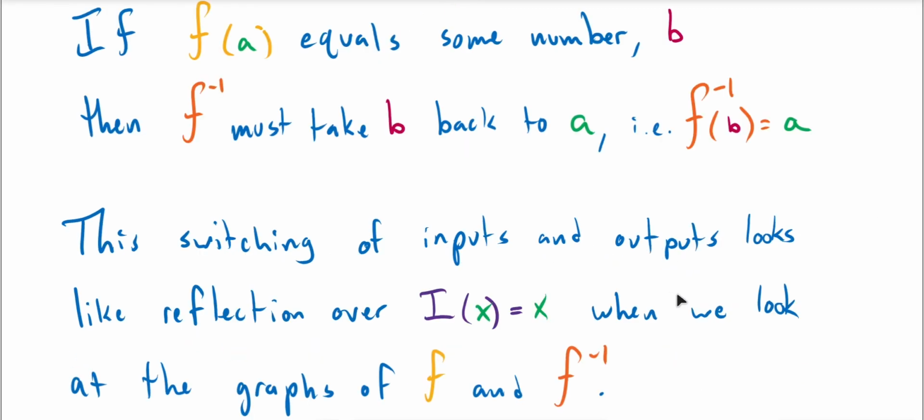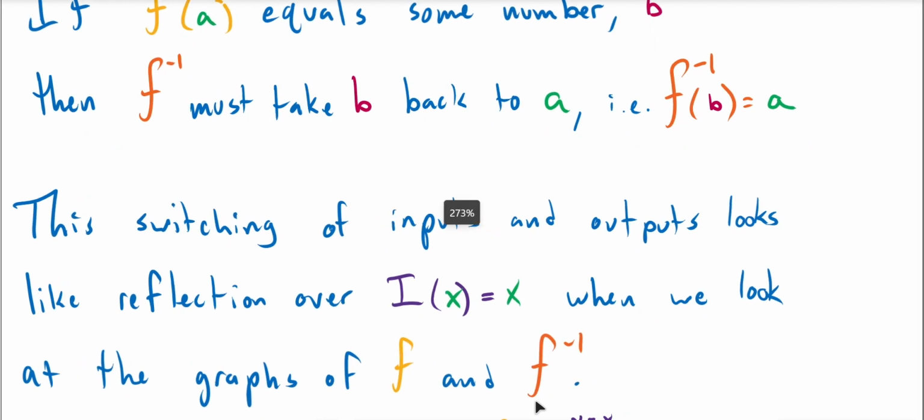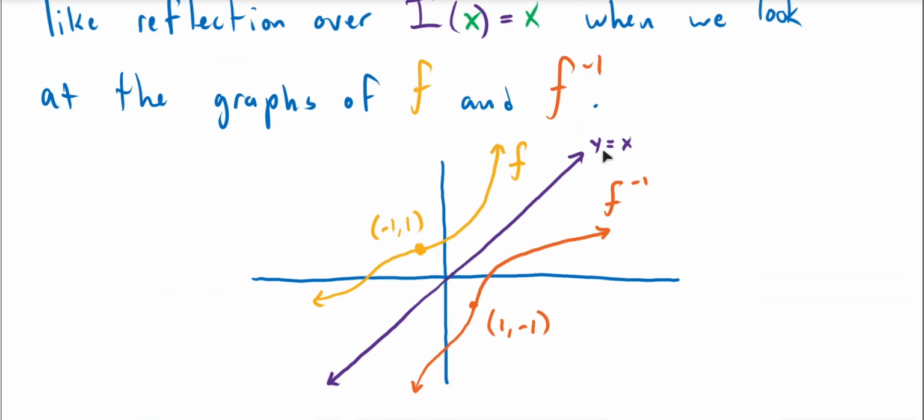Now this switching of inputs and outputs, of reversing the roles of x and y, is going to look like reflection over our identity line, using this identity line as our axis of reflection when we look at these graphs of f and f inverse. Here's just an example, not using x plus 3 and x minus 3, just some general f and f inverse. And I want you to think about why reflection over this line might have to do with reversing the roles of x and y. Here you can kind of see an example of one.